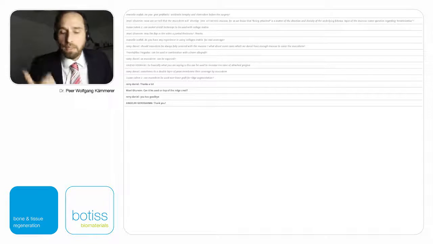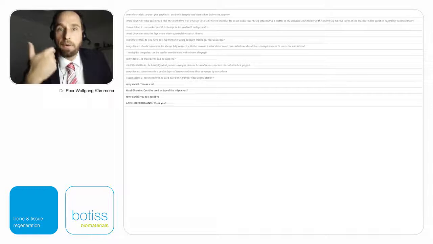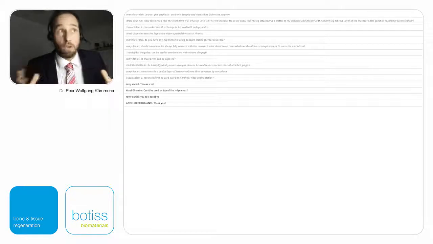So what we see, from my point of view and from the histology I've seen, is that we protect the oral environment within this epiperiosteal bed to regenerate itself. And that's why the tissue also looks so stunningly good.